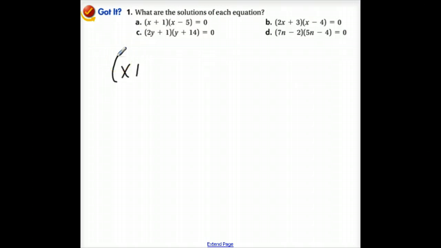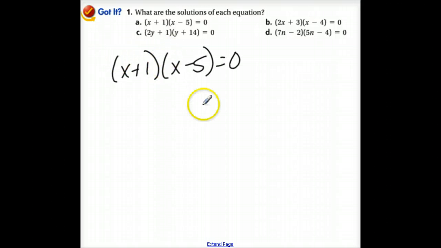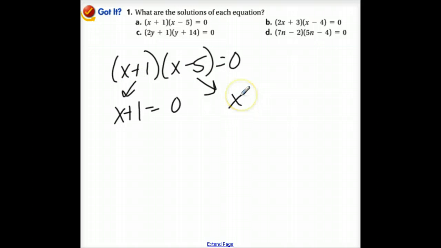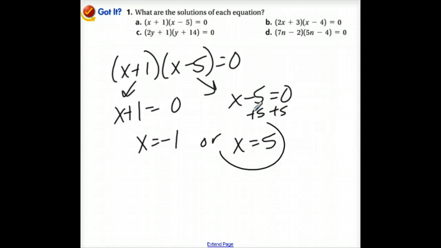So two binomials, x plus 1 times x minus 5, they're set equal to 0. Well, I can set both of these, x plus 1 equal to 0 and x minus 5 equal to 0. Doing that, subtract the 1. X could be negative 1 or x could be 5. Two possible solutions.